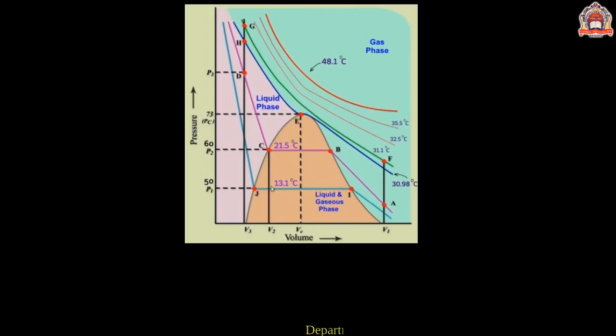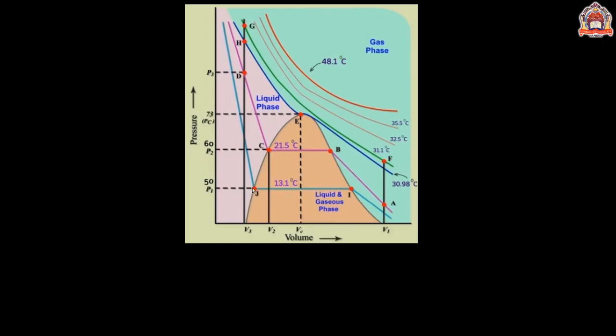A slight decrease in the volume causes saturated vapor to condense into liquid. A further decrease in volume results in continued liquefaction of the mass, and the pressure almost remains constant. So as we are decreasing the volume, this pressure remains almost constant. This is represented by the horizontal portion, that is curve IJ.